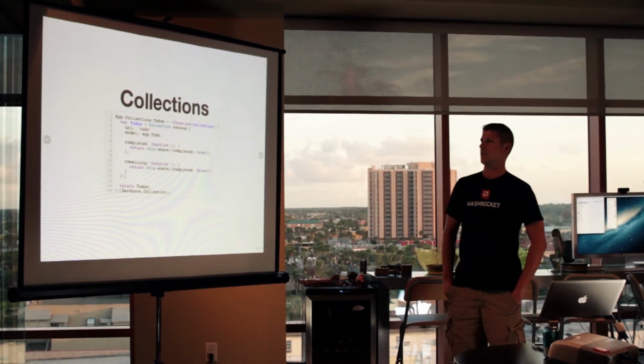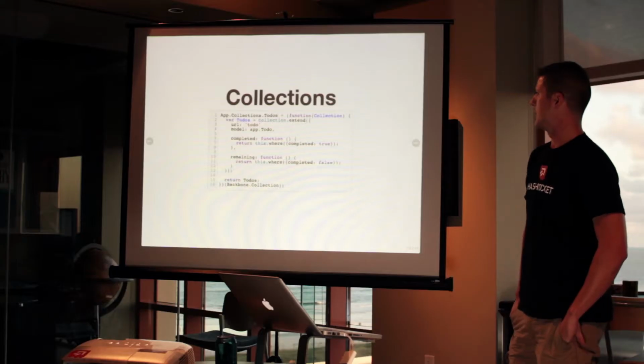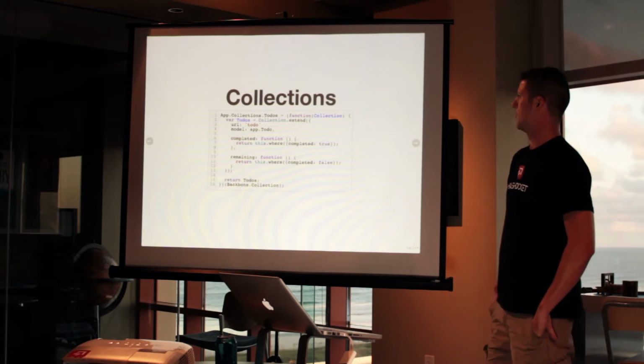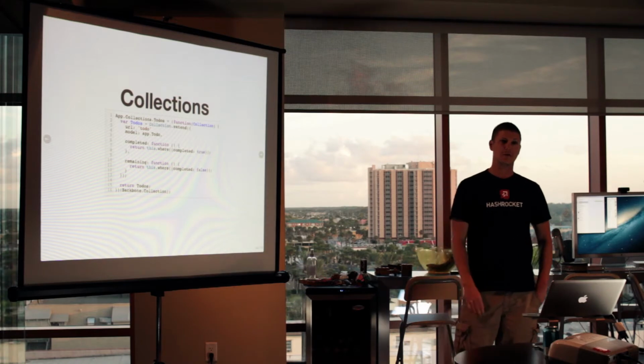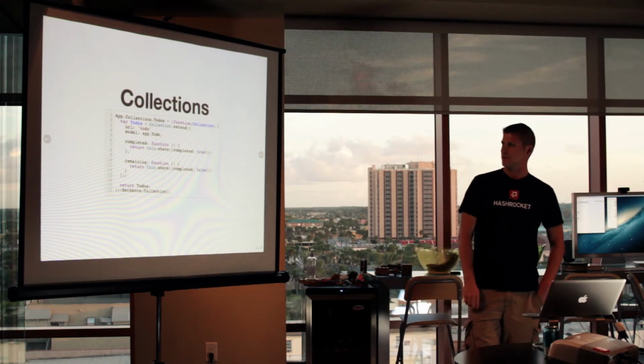So here we're asking this collection, what are your completed models? It'll give us all the ones that have a value of completed true. And we say, hey collection, what are your remaining models? It will return an array of all the things that are completed false.